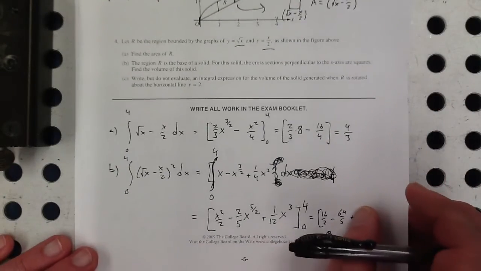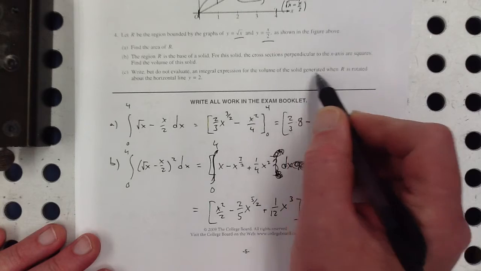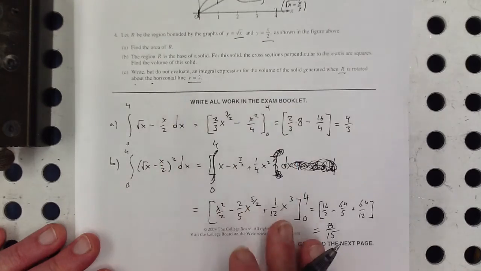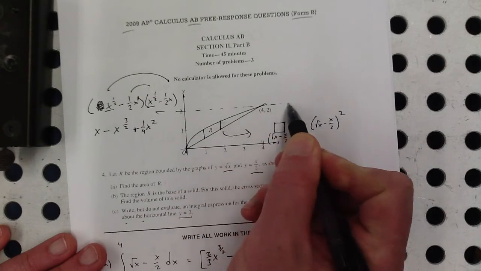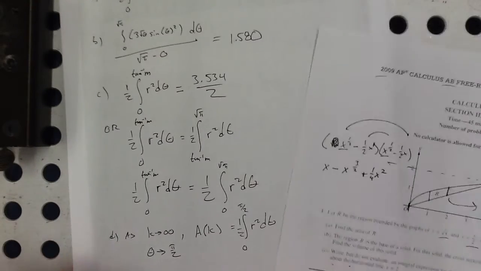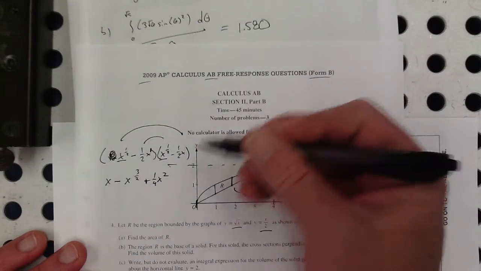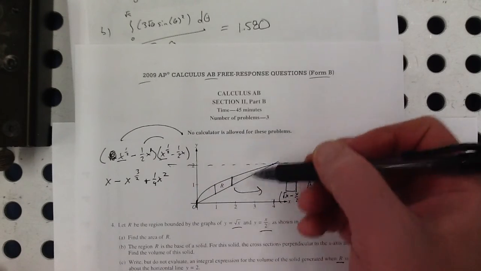All right. For C, write but do not evaluate an integral expression for the volume of the solid generated when R is rotated about the horizontal line y equals 2. I'm going to just draw that in here. If you need to review this rotating around other axes, you can find that in section 7.2. I need a little bit more room here, so I'm going to borrow an extra piece of paper. So here, we're rotating around this horizontal line, which is parallel to the x-axis. So this is still a dx problem.